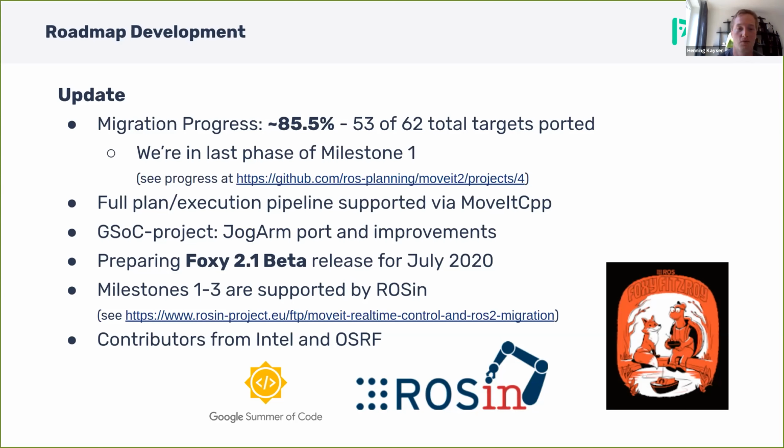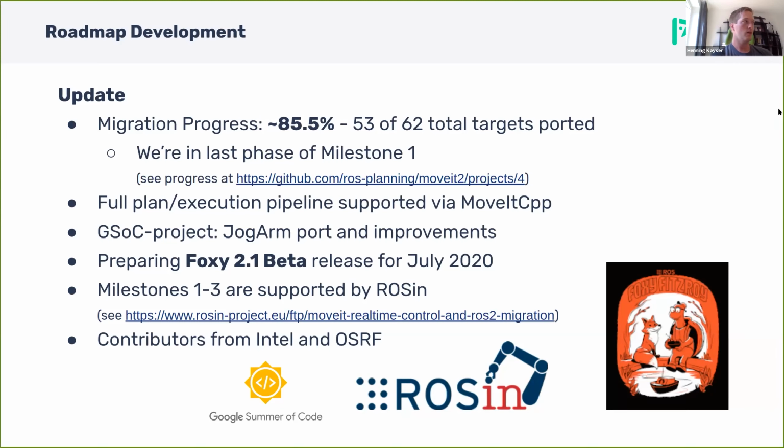Preparing the Foxy 2.1 beta release for July 2020. We are working on it right now. By July, we want to release Foxy support, and from then we will support Eloquent and Foxy at the same time. Also good news: milestones 1 to 3 are supported by ROS-I. Check out the link to see what it actually means and what we're currently working on, and check it for updates as well. Also, we have great contributors from Intel and OSRF who really put a lot of effort into creating PRs, porting packages, and reviewing.